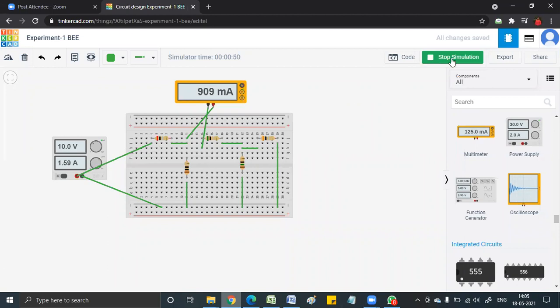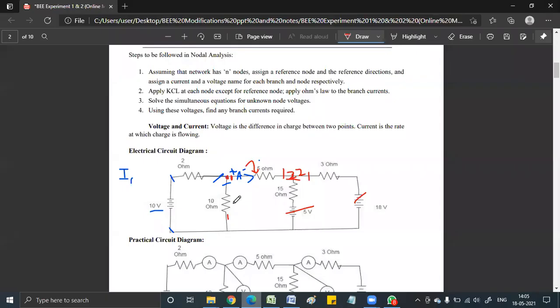So I'll just stop the simulation. So first part is done. Can you tell me for the second part? So I1 is done. Now what we need to do?